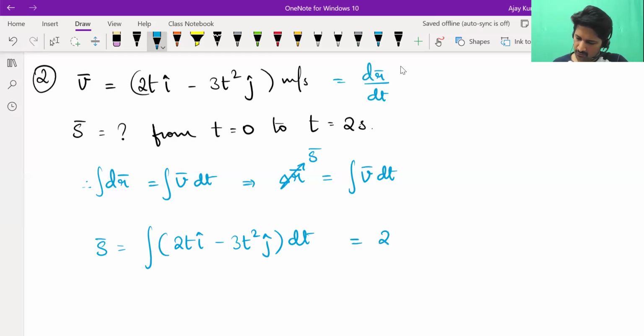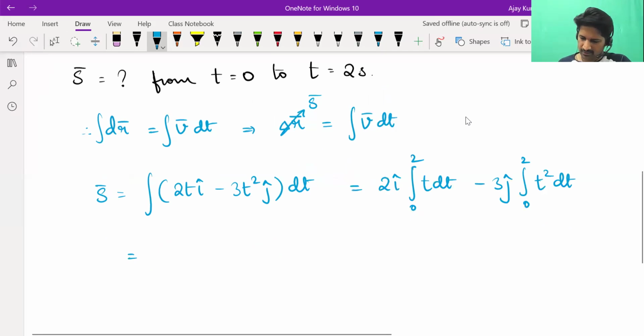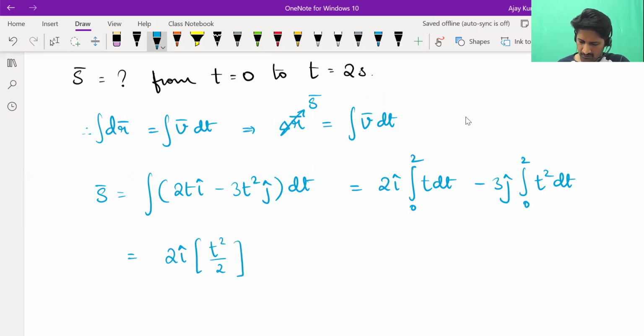So it becomes 2 i cap integral t dt. That's the first part. Minus 3 j cap integral t square dt. That's the second part. And limits for time will be from 0 to 2 seconds. The displacement effectively becomes 2 i cap. Integral t dt is t square by 2. The 2's can be cancelled.